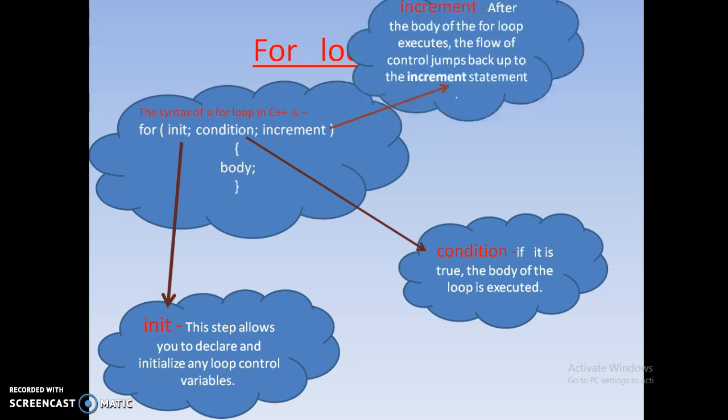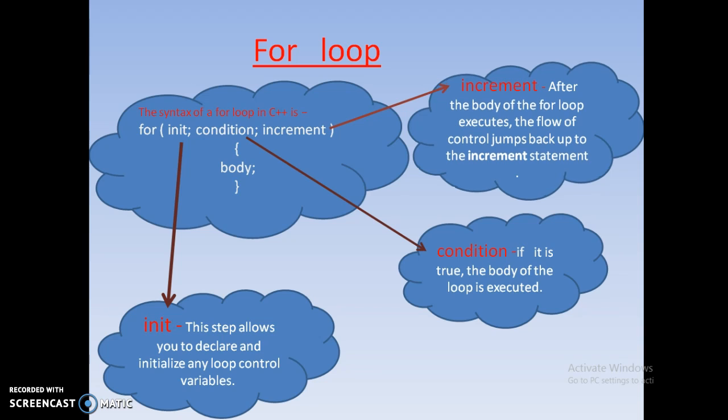Now, incrementation or decrementation operation. After the body of the for loop is executed, the flow of control jumps up to the incrementation statement or decrementation statement. And then it checks its test condition again. If the test condition goes wrong, it will not execute its body. If it goes right, then the body will be executed.